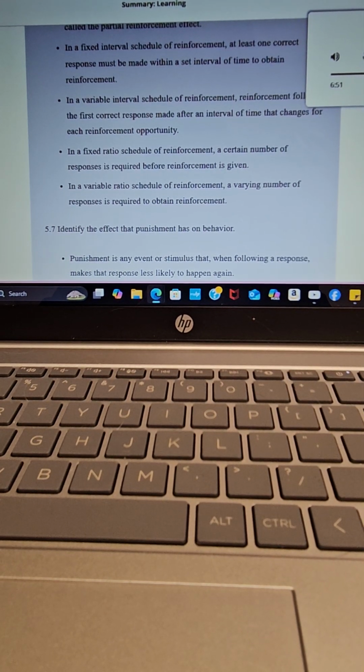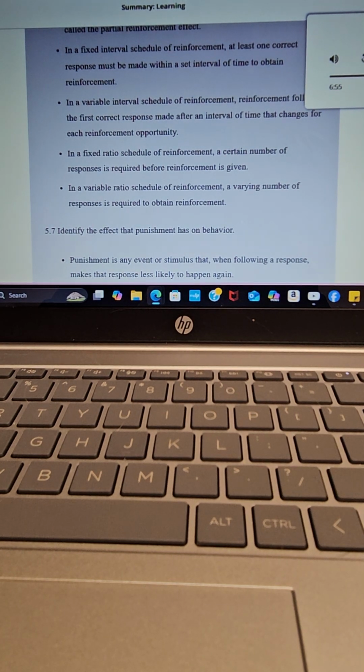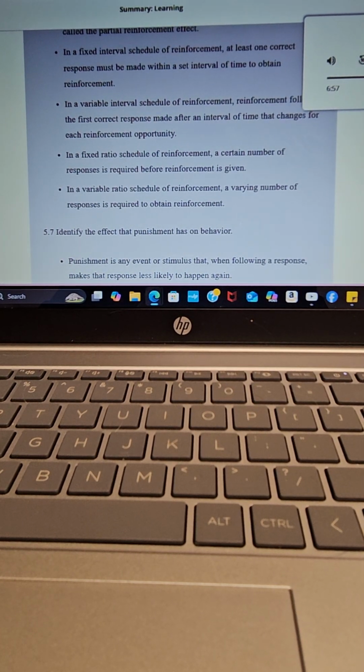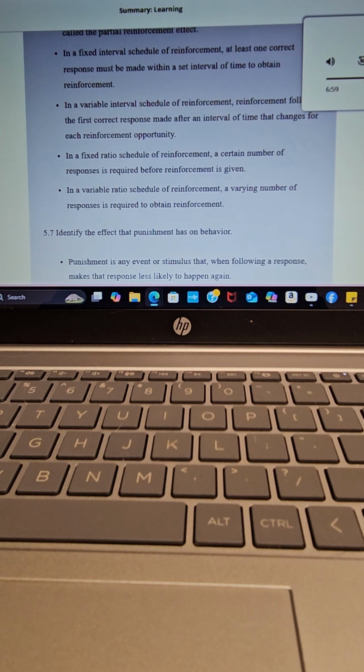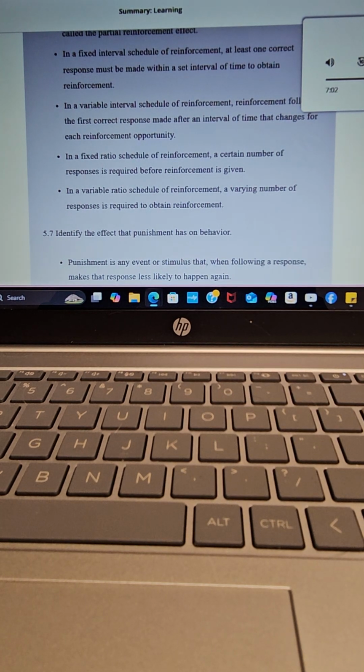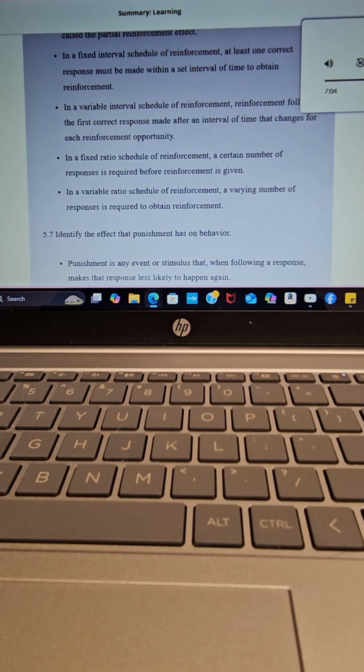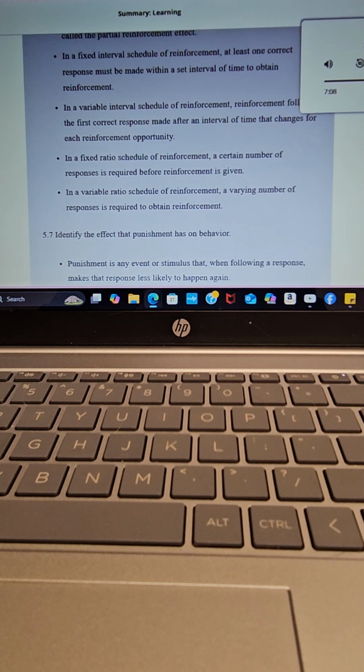In a fixed ratio schedule of reinforcement, a certain number of responses is required before reinforcement is given. In a variable ratio schedule of reinforcement, a varying number of responses is required to obtain reinforcement.